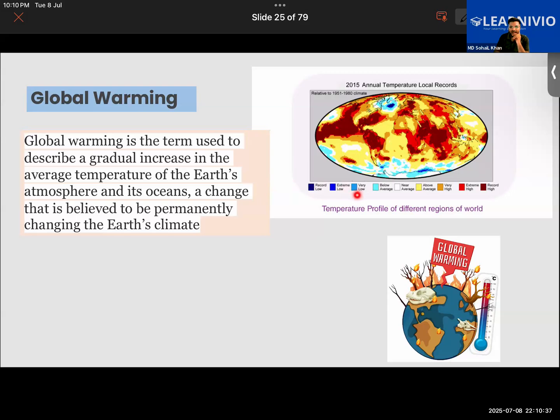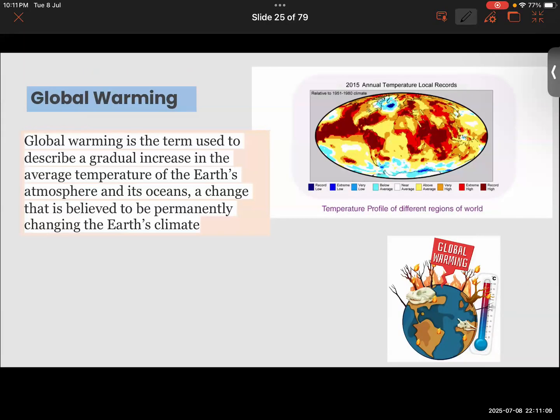Here the annual temperature record of different places on Earth is shown from the year 1951 to 1980. This is just for comparison. You can look at these areas. The ones in dark red color have recorded extremely high temperatures. Hope you guys can see this over here.